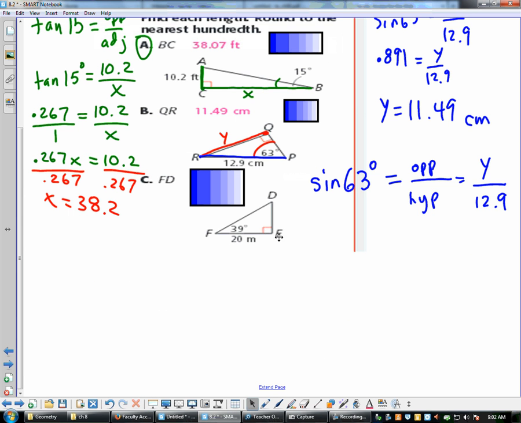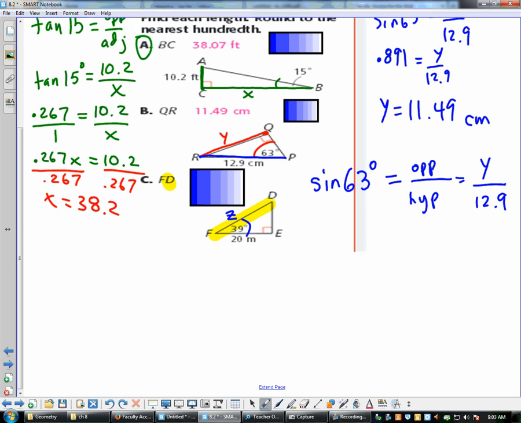Let's try this one. In this picture, we're trying to find the length of segment FD. That's this segment right here. Is that the adjacent leg to the 39-degree angle, the opposite leg, or the hypotenuse? All right, so we are trying to find the hypotenuse.